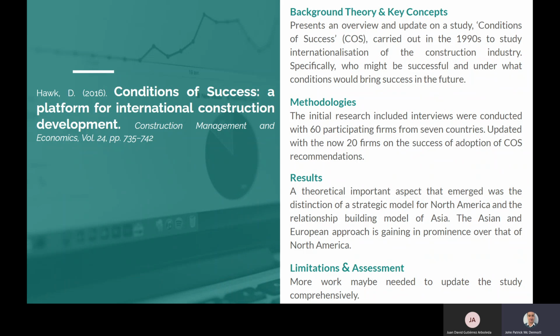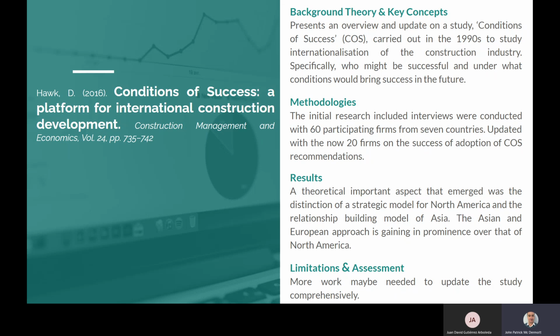The methodology they used in the original study included interviews conducted with 60 participant firms from 7 countries, so fairly extensive, relatively. This is updated now with the 20 firms that still exist. A lot of those firms were either merged or went out of business. So they've updated with the now 20 firms on the success of the adoption of the conditions of success recommendations, the recommendations made by the original study.